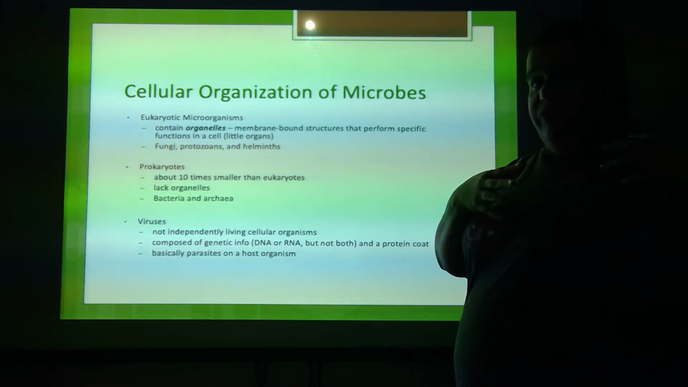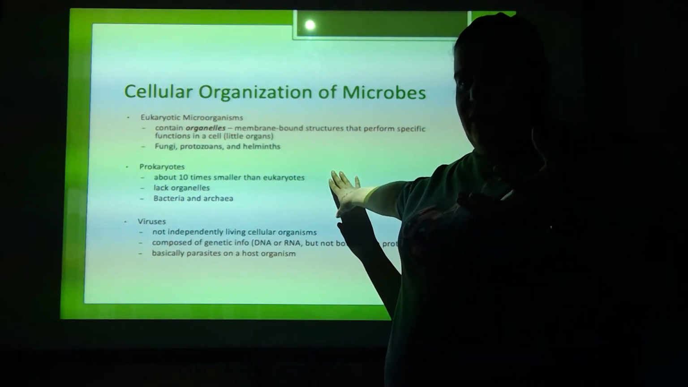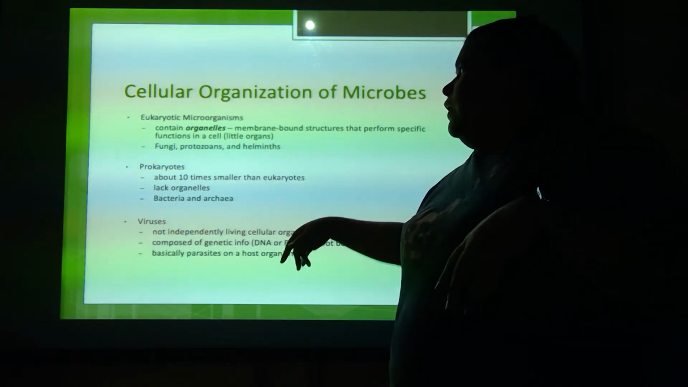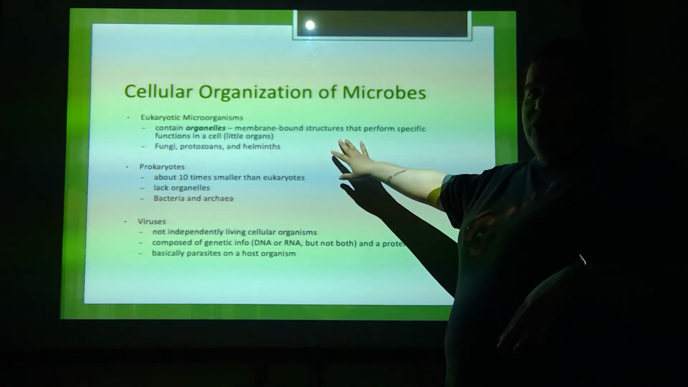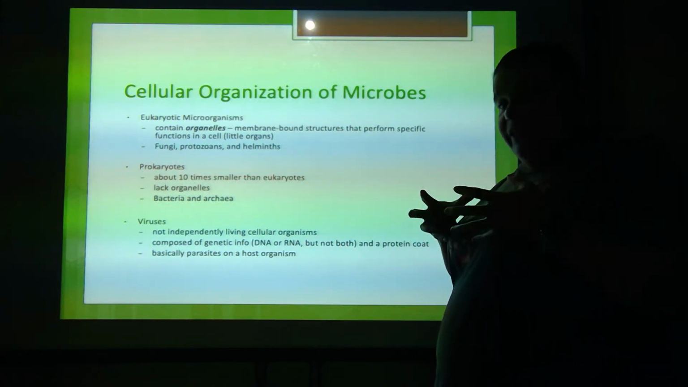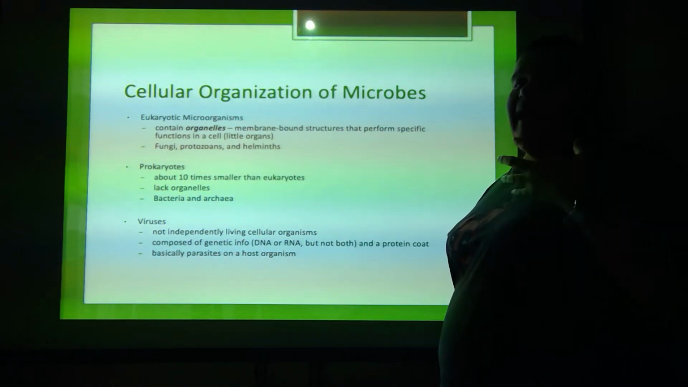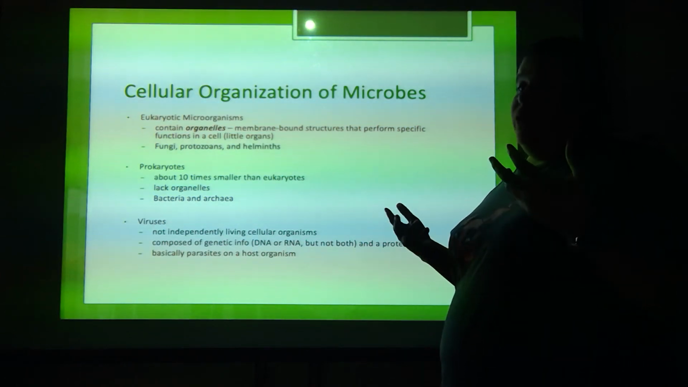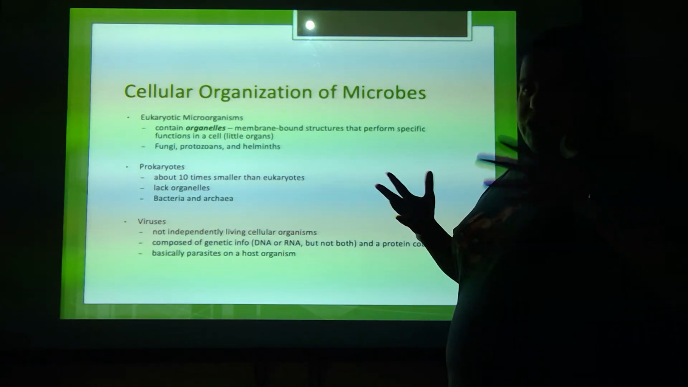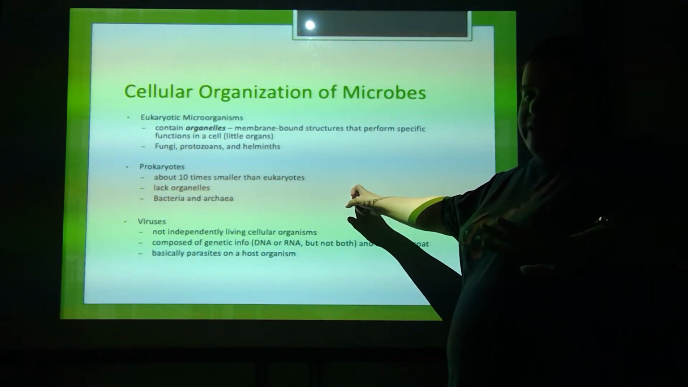Prokaryotes, remember, pro is before, karyo is nut. These are the simpler cells. They do not have organelles or a nucleus, which is an organelle. They're actually about 10 times smaller than the eukaryotes. They lack organelles, like I said. Bacteria, just simple bacteria, are going to be prokaryotes. And archaea, which are what we call the extremophiles. You find them in volcanoes, you find them in icebergs, you find them in those types of places. They're the simple cells.